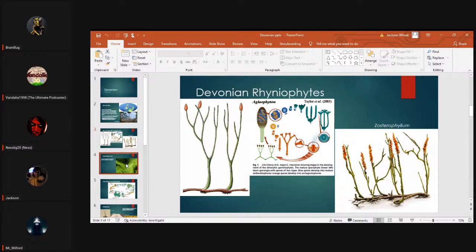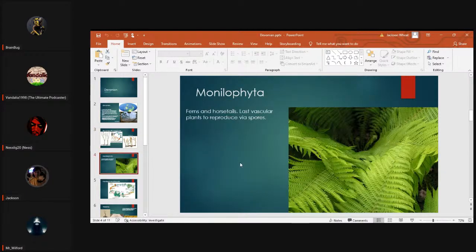So, Monilophyta appears in the Devonian. Monilophyta are the ferns and the horsetails. And ferns, of course, as we know, are very common throughout the rest of the Paleozoic and into the Mesozoic. And then the angiosperms kind of take over and push everybody else out, because angiosperms are prolific. Incredibly prolific. The Monilophytes seized the means of production.